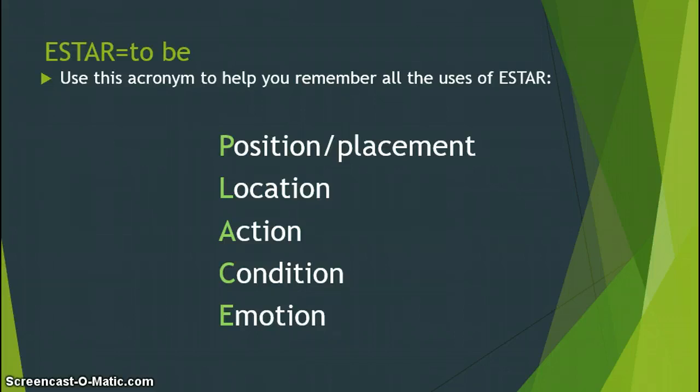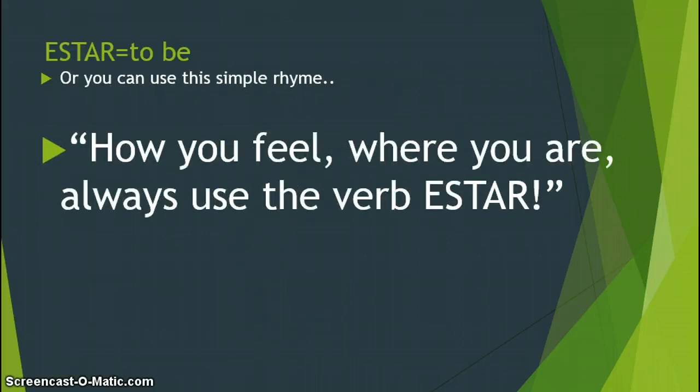Actions we haven't talked about, but you use estar for the present progressive, which is to say what you're currently doing. So I am eating, I am dancing, etc. So we'll look at that one a little bit today. Main reasons we're going to be using it for Spanish 1 are how you feel, where you are. So those how you feel ones, remember that can be either a condition or an emotion. So for those of us who like it a little more simplified, this might resonate with you. How you feel, where you are, always use the verb estar. So that's a simple way to look at it.